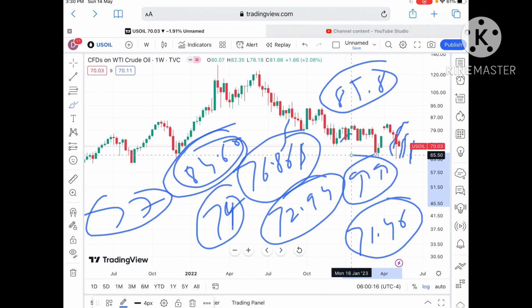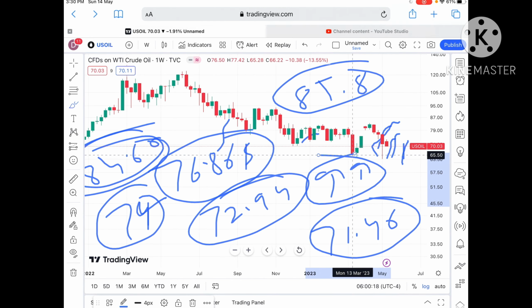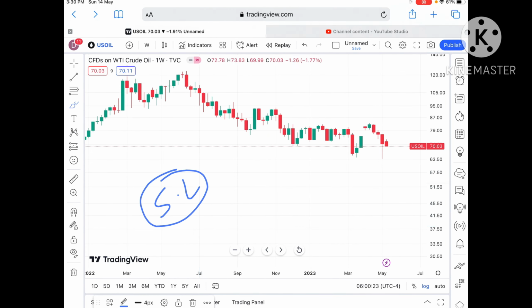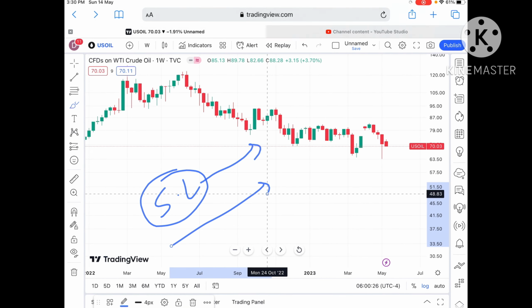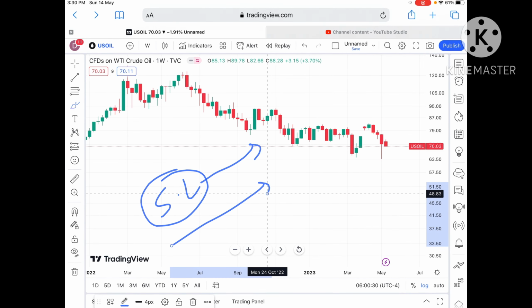Any doubt regarding this, you can mail me. I've given the mail IDs in the description. And set a stop loss for a particular trade, for a particular limit for a day, so that your capital should not be wiped out. That is very important.